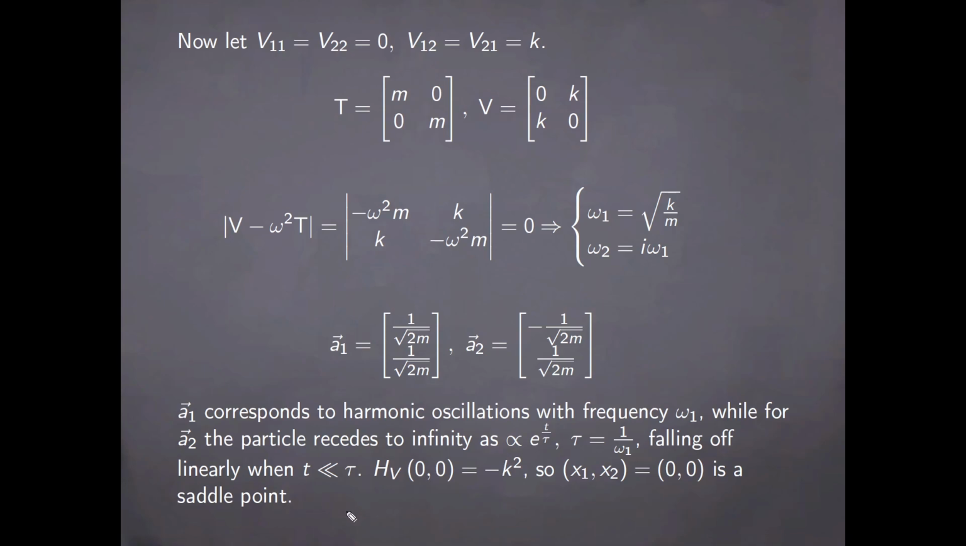So it's a point which corresponds to a minimum of the function in one direction. So it's a minimum in the direction corresponding to the vector a1, in which the particle oscillates harmonically, but in the orthogonal direction given by the vector a2, the potential energy is actually a maximum. So if the particle moves slightly from this point, it just falls off to infinity.